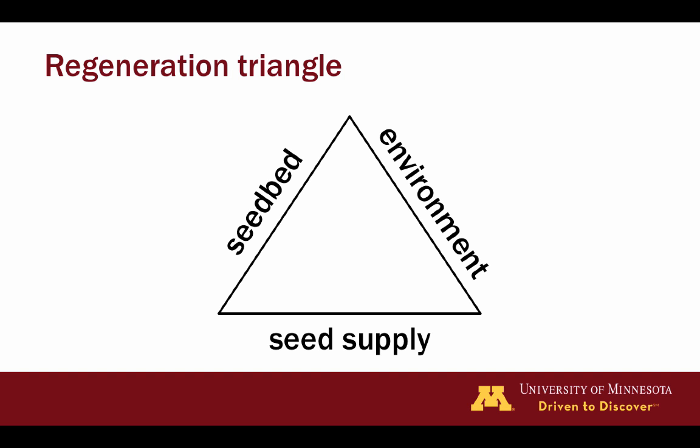As we unpause, extra credit if you actually drew the triangle too. So we have our seed bed, our environment, and our seed supply. And this is a triangle. So if any one part fails, if we have the inappropriate seed bed, that triangle falls apart. So for seeds to regenerate, you need the appropriate seed bed, you need appropriate environmental conditions, and of course you need the actual seed supply.